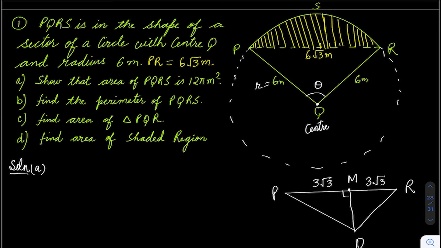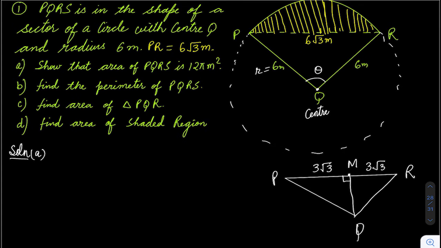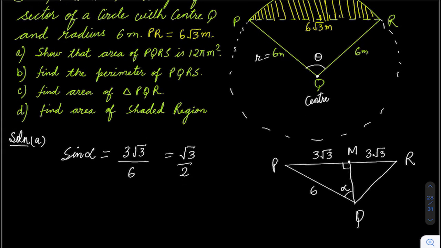Because we have learned this in year 9 and 10, that if you drop a perpendicular from the center to a chord, because PR is a chord, then it bisects it. So basically it will divide into two equal parts. So 3 root 3 and 3 root 3. And this length is 6. And I can find this angle alpha using trigonometry. So I can say sine alpha in the triangle PMQ is opposite, that is 3 root 3, divided by hypotenuse, that is 6, which will come out to be root 3 by 2. And if you know this, it's okay. Otherwise, you can use your calculator to find alpha.